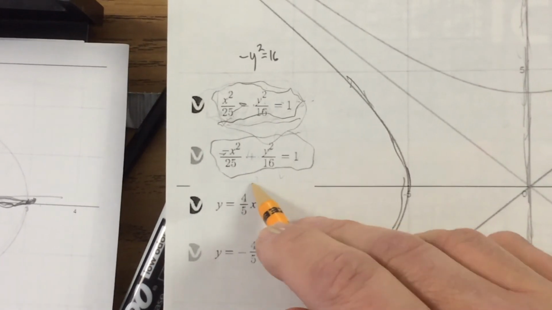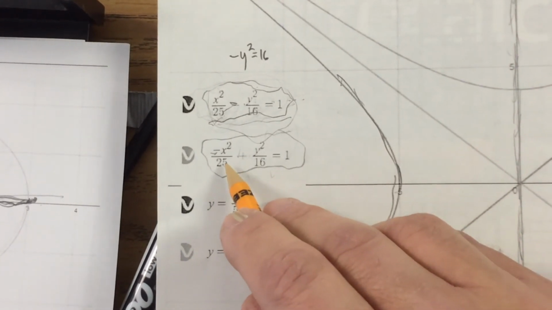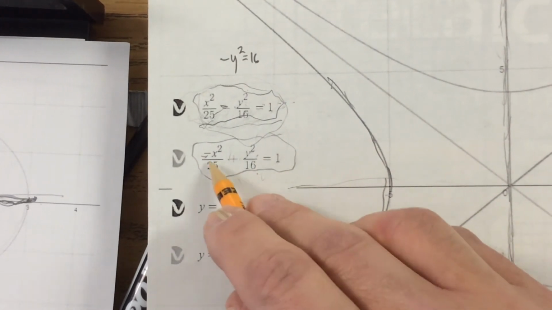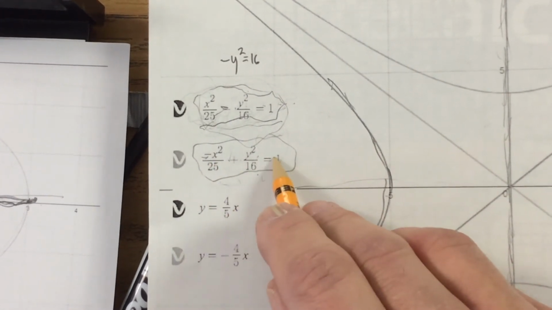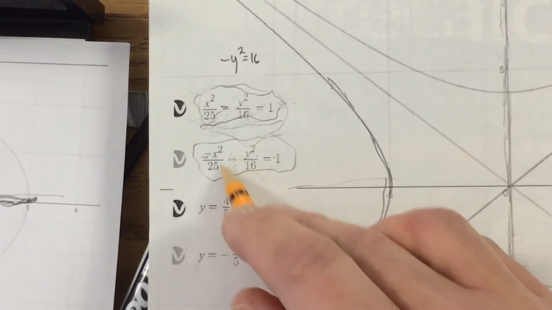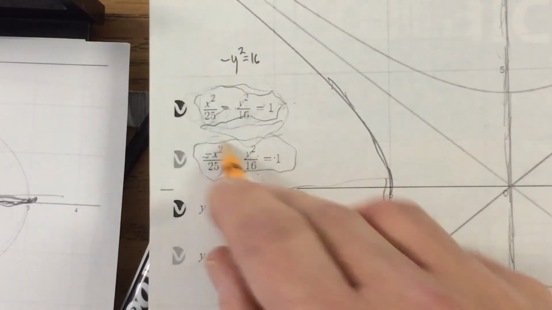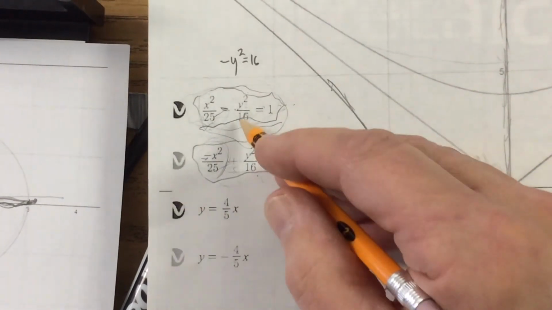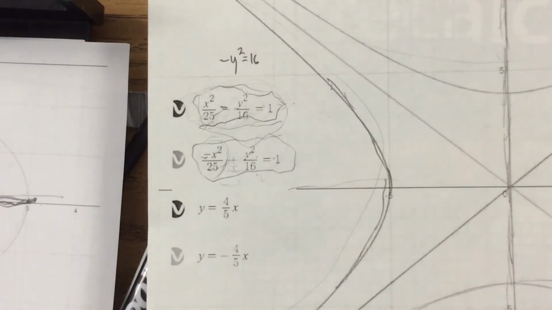The same thing goes this way, right? If I put in, this time 0 for y, I get negative x squared is equal to 25, and that's not going to have a solution. So this one, if the x is negative, it's got to open this way. If the y is negative, it has to open this way.